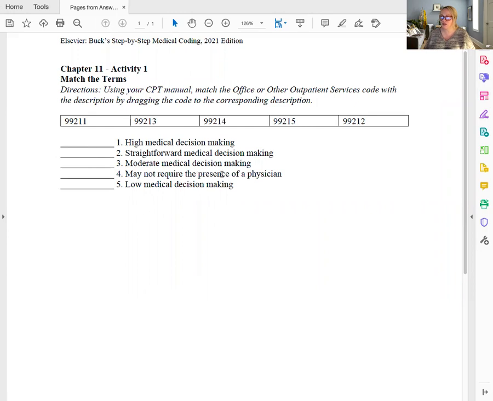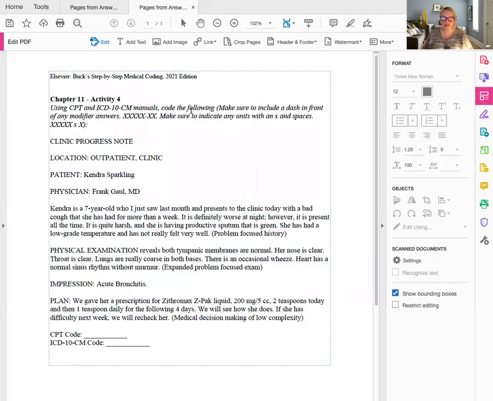For moderate medical decision making, we're going to be right out of 4, which puts our low at 99213, number 5. The one that we skipped here was number 4. May not require the presence of a physician. And you'll remember that the level 1 visit is a nurse's visit or requires no provider in the office. What a fun activity. So I think that last one was maybe a little too easy.